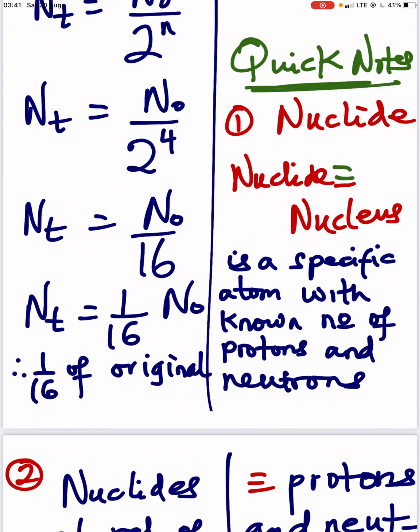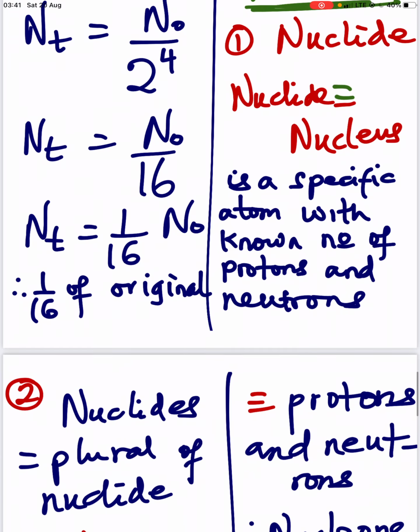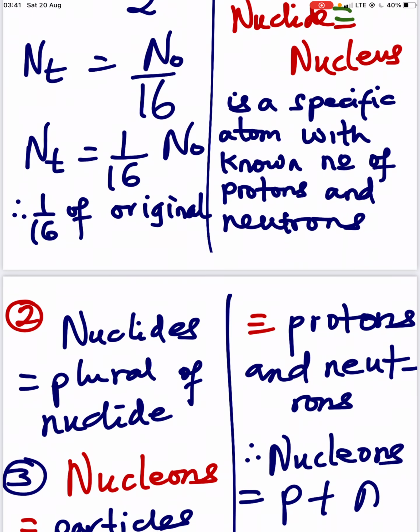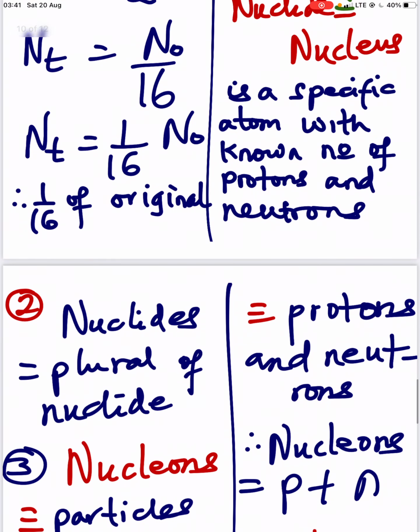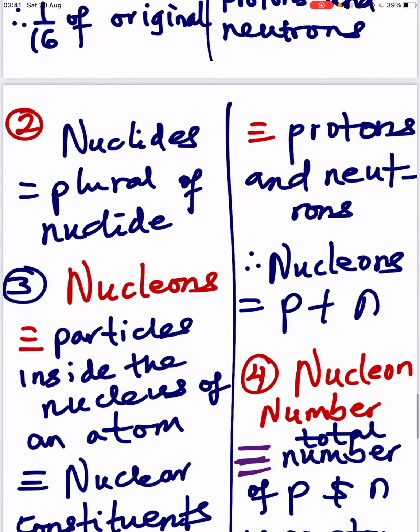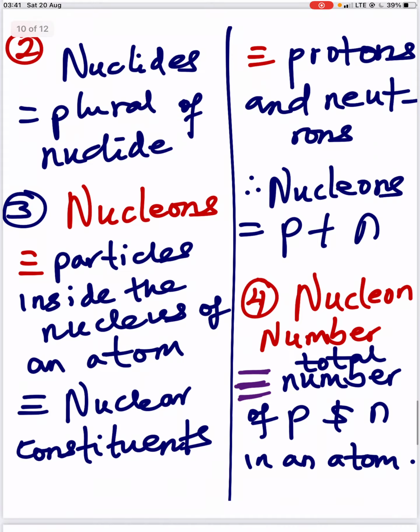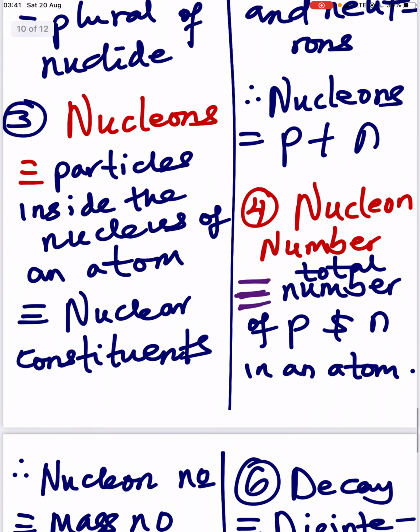Let's take a few quick notes. We call nuclide. You hear what I was saying? We hear nuclide all the time in radioactivity. It means the same thing as nucleus. Sometimes we also hear nuclei, which is the plural of nucleus. A nucleus is a specific atom with known number of protons and neutrons. Nuclide is also the same thing.